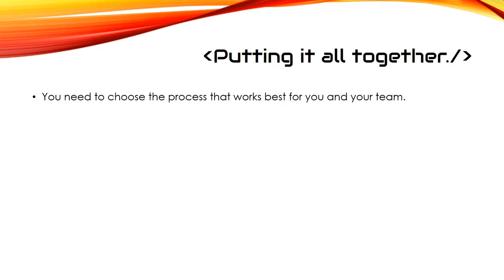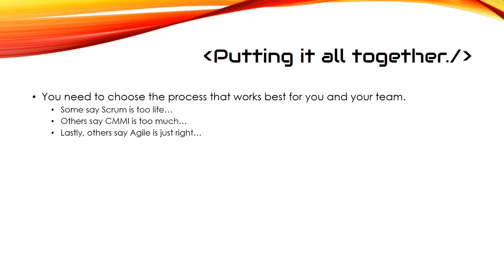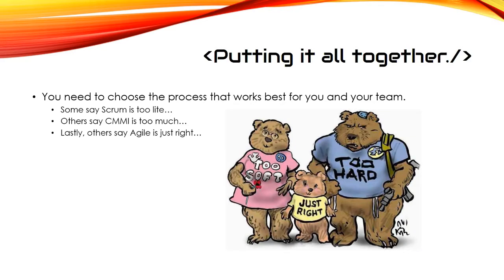Putting it all together, you need to choose the process that works best for you and your team. Some say Scrum is too light, others say CMMI is too much. Lastly, others say Agile is just right. For me and for all my projects, I prefer to use Agile. It seems to be right there in the middle. It's not too soft, it's not too hard, it's just right.